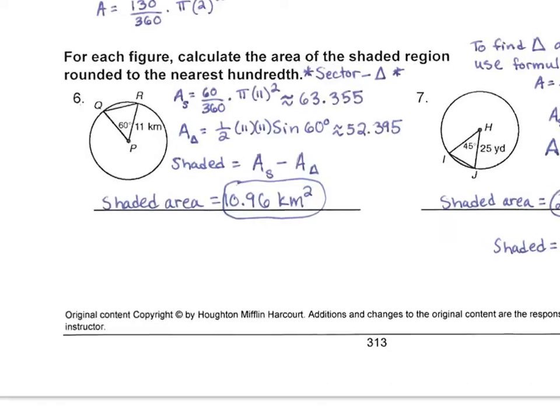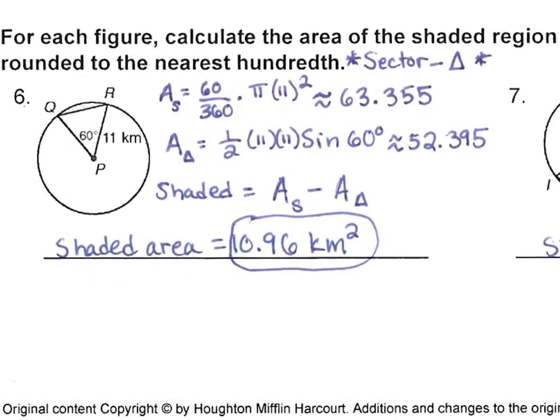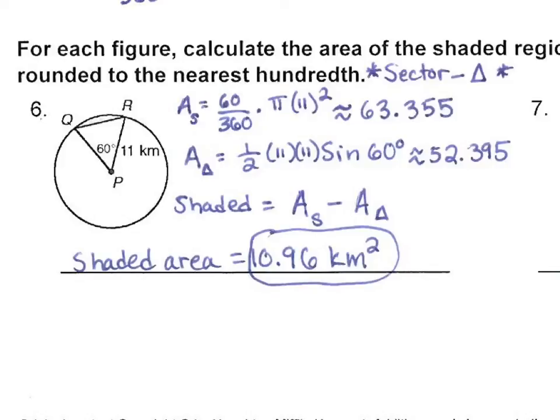For number 6, we're trying to find the shaded area, and so the first thing that you can see is me calculating the area just of the entire sector. That's what A sub S means. So my measure is 60 out of 360. My radius is 11. And that value comes out to be, and I'm keeping, notice, an extra decimal place until the end of the problem, 63.355. Let's go to 3 places there. Then that's the whole entire sector.